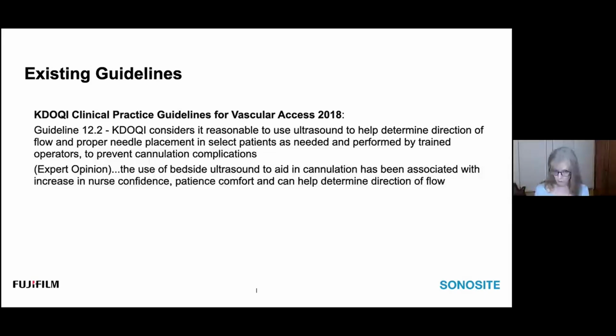Guideline 12.2 states that KDOQI considers it reasonable to use ultrasound to help determine direction and flow and proper needle placement and selects patients as needed and performed by trained operators to prevent cannulation complications. In that same guideline, an expert opinion indicates the use of bedside ultrasound to aid in cannulation has been associated with increase in nurse confidence, patient comfort, and can help determine direction of the flow of the access.